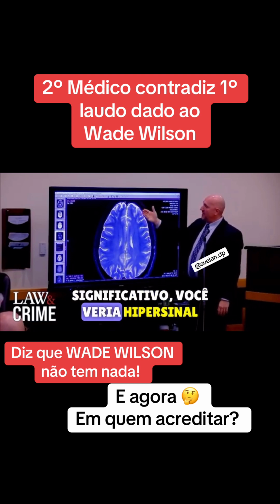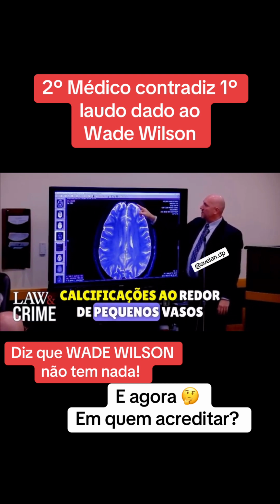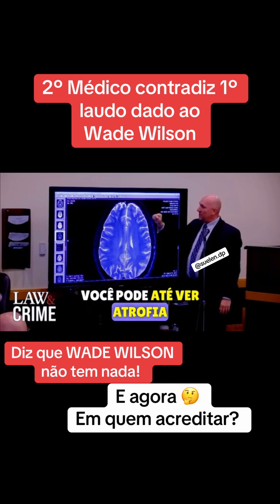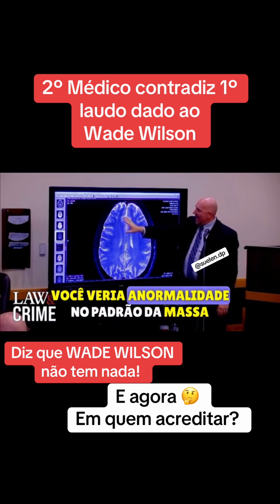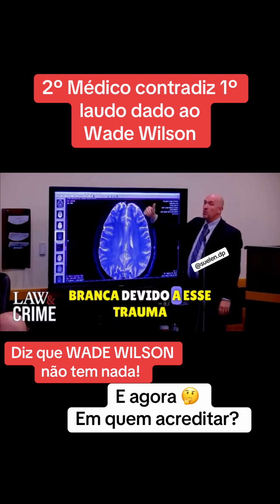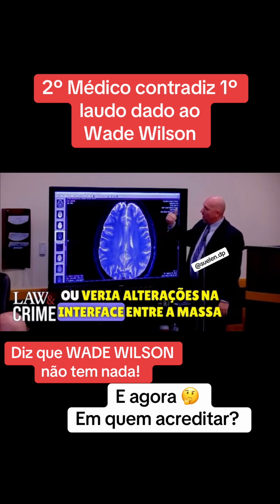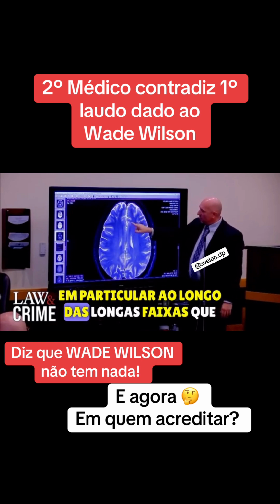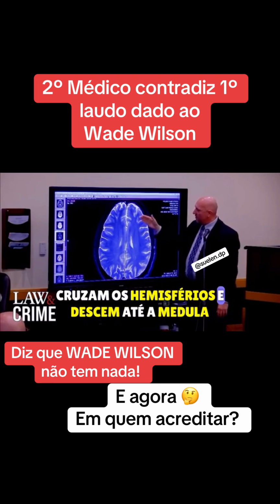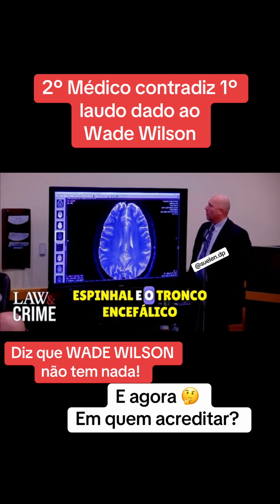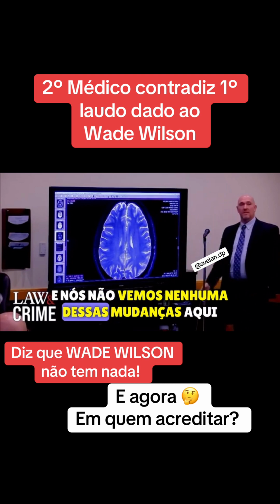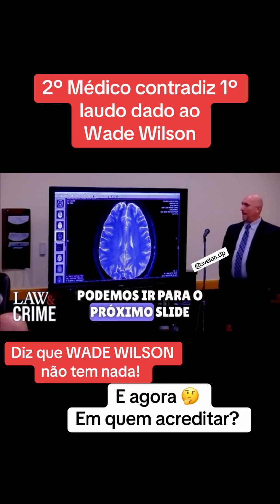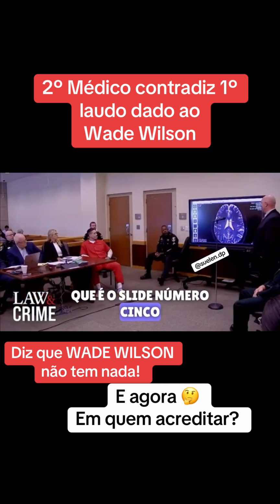You would see hyperintensities, calcifications around small vessels. You may even see atrophy. More importantly, you would see an abnormality in the white matter pattern due to that trauma. Or you would see alterations at the interface between gray matter and white matter, in particular along the long tracks that cross the hemispheres and go downward into the spinal cord and brainstem. And we don't see any of those changes here. We can go to the next slide, which is slide number 5.